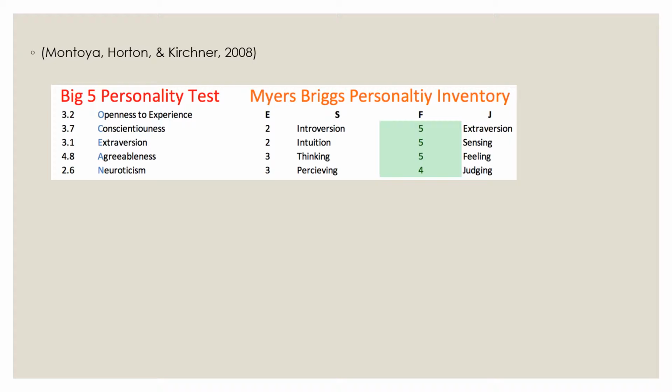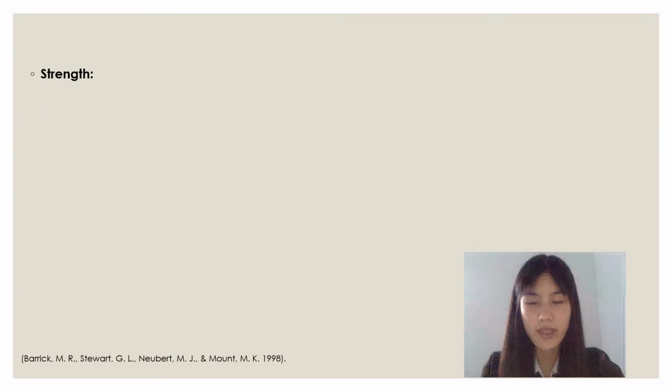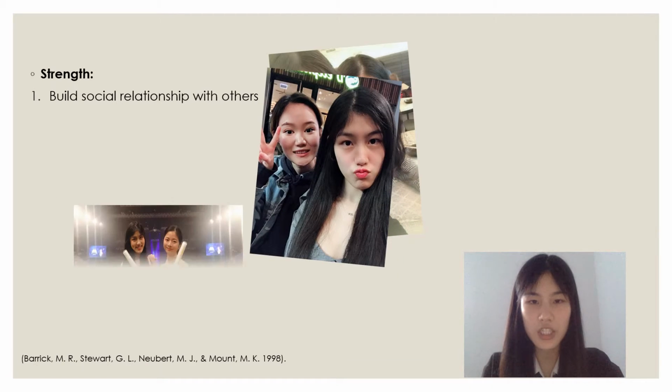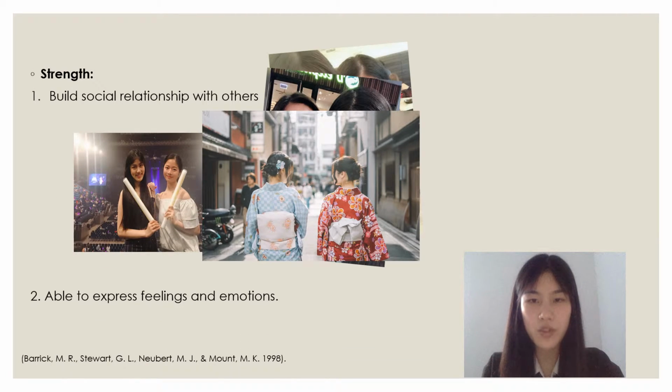In the Big Five personality test, I score 3.1 out of 5, and in the MBTI, I score 5 out of 7. The strength of being an extrovert is the ability to build social relationships with others. I'll be able to make friends quickly in any environment as I would actively approach others.